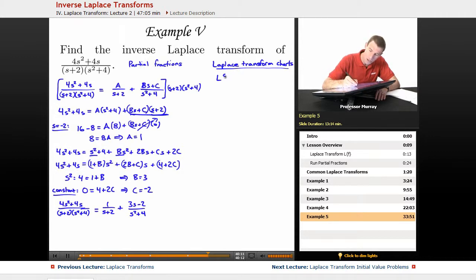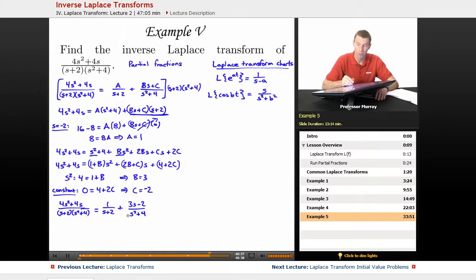I see the Laplace transform of e to the at is 1 over s minus a. The Laplace transform I see for cosine of bt is s over s squared plus b squared. I picked that one because it looked like it might match the second term of our partial fraction expansion here. And the Laplace transform of sine of bt is equal to b over s squared plus b squared.